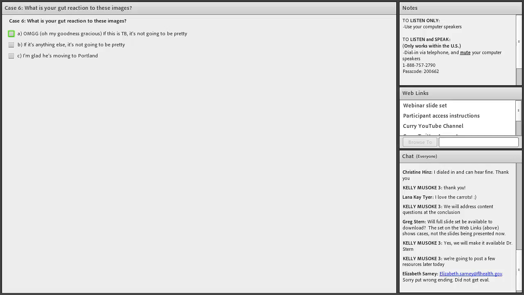So the choices here: A, OMGG, that stands for oh my goodness gracious. If this is TB, it's not going to be pretty. I saw a lot of my friends' names on the participant list, so you know that I'm silly. B, if it's anything else, it's not going to be pretty. And C, I'm glad he's moving to Portland. Those are your 3 choices, just to introduce us to the polling questions and make you not embarrassed.